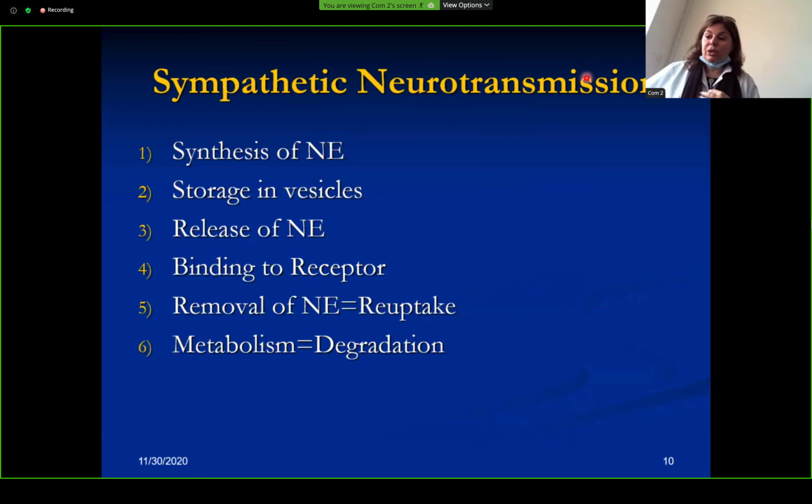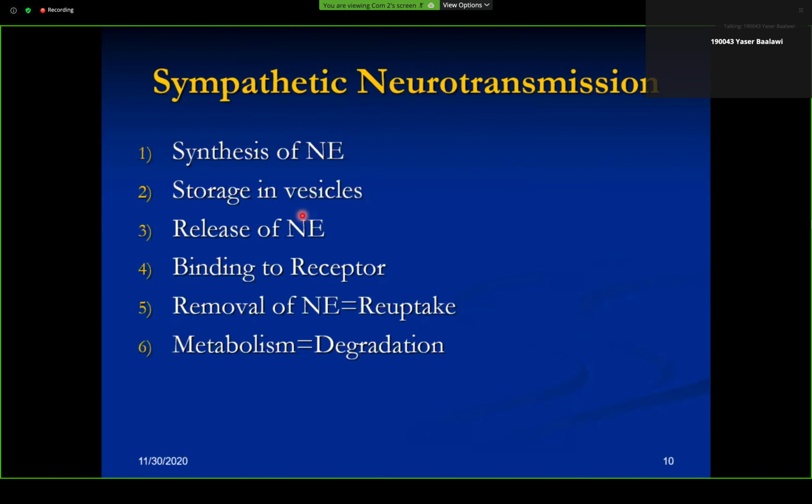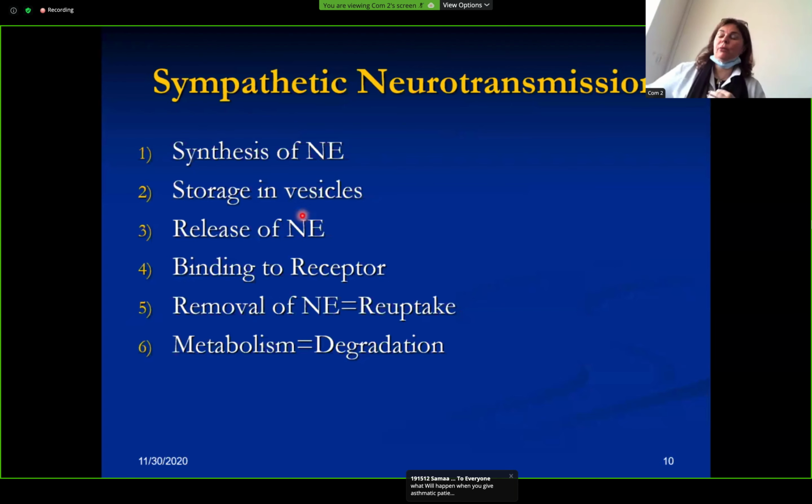So this is what we start. We talk about the neurotransmission, the whole pathway. We have to synthesize norepinephrine, remember, and then we have to store it in the vesicles, and then we have to release it. The release of norepinephrine, it will wait for what? Action potential and what? Calcium. And then it will have to bind on receptors.